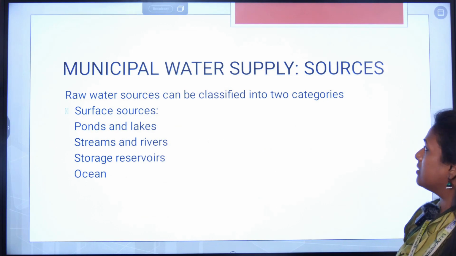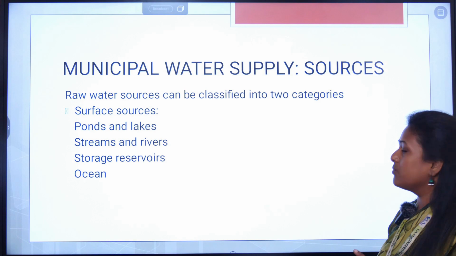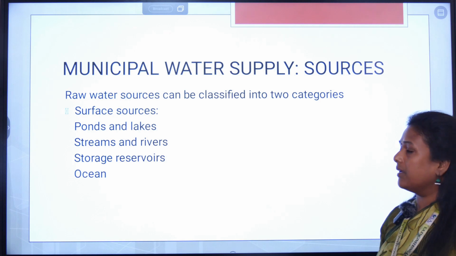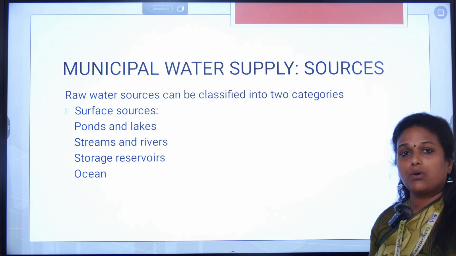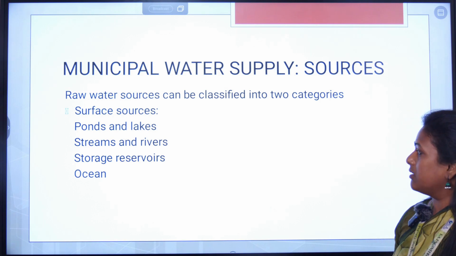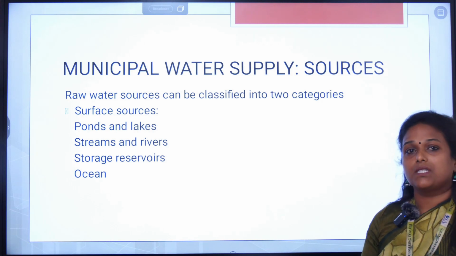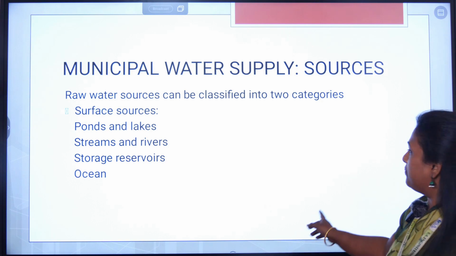So let us look into the sources of water. We have the raw water that can be obtained from two categories. One is the surface source, under which we can get ponds and lakes, streams and rivers, storage reservoirs and ocean. But ocean, as it has a lot of salt content, the newest technologies can be adopted so that even that can be used as a surface source of water.